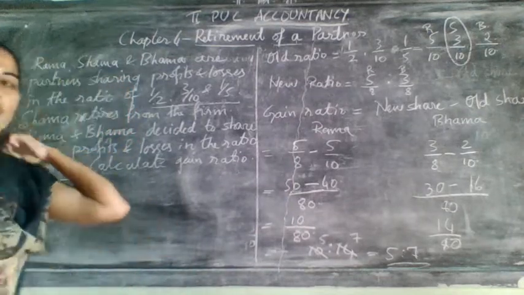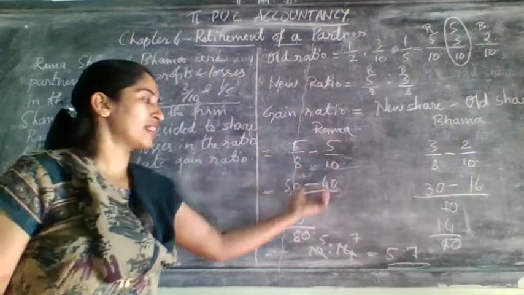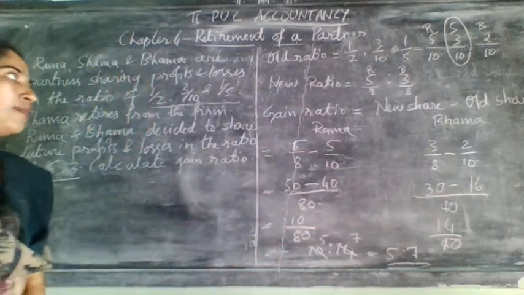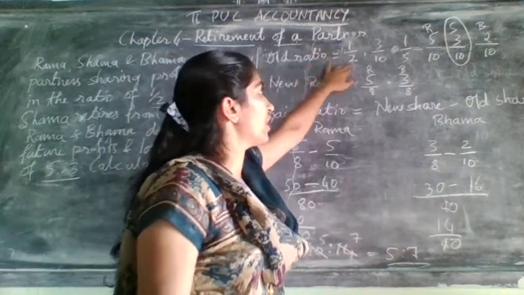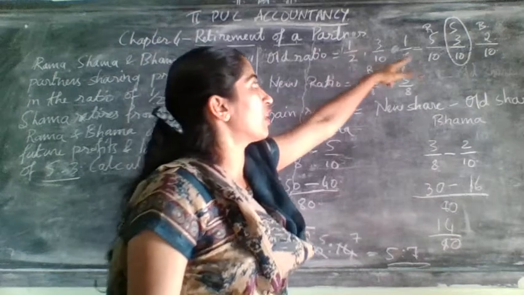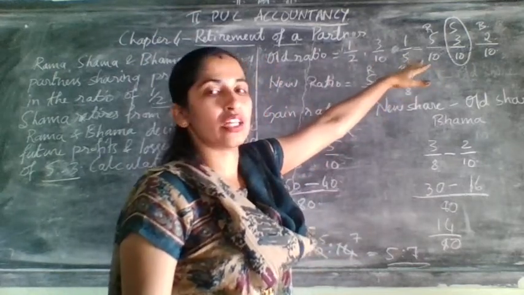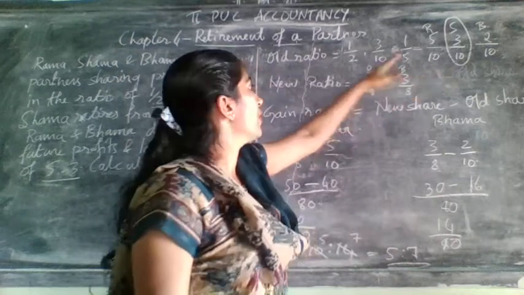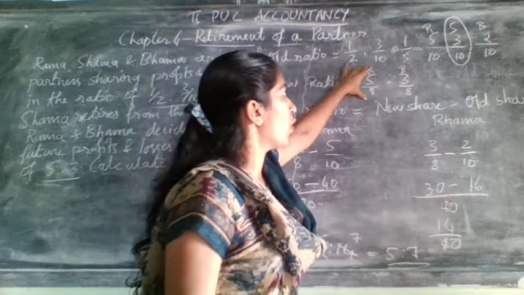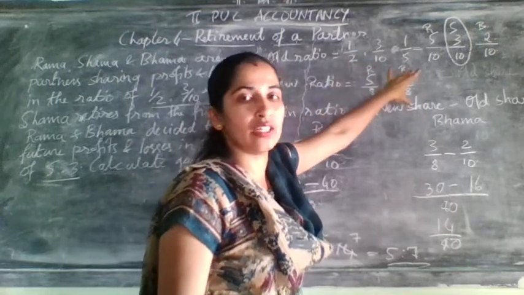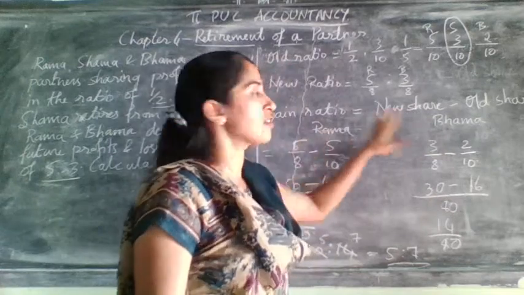So here, to make it easy, I have multiplied this and taken it as a common denominator. The old ratio, here they have given in a different way. Share they have given. This share you need to convert into ratio first. After converting it into the ratio, write it in the proportion form. Then write the new ratio of the remaining partner.